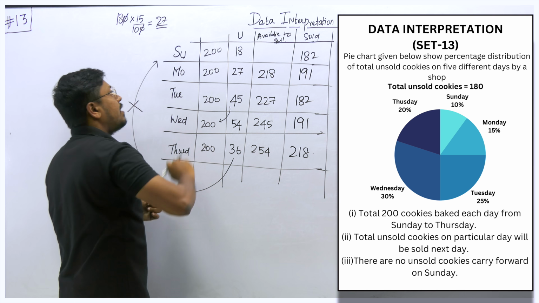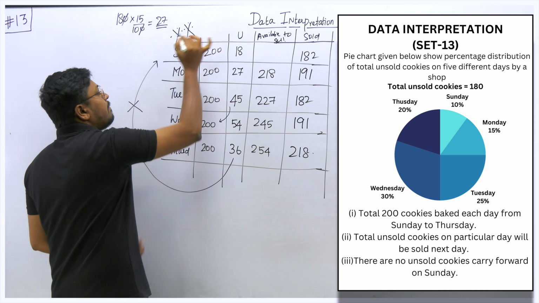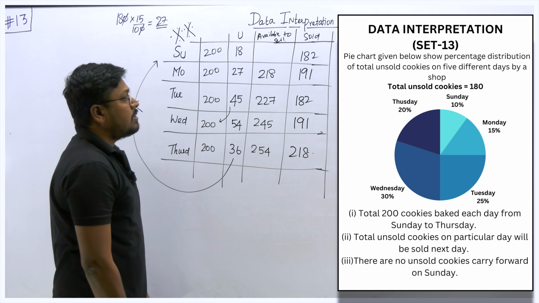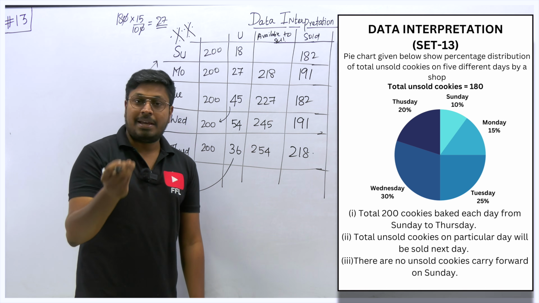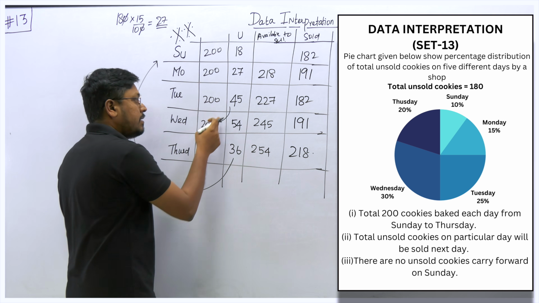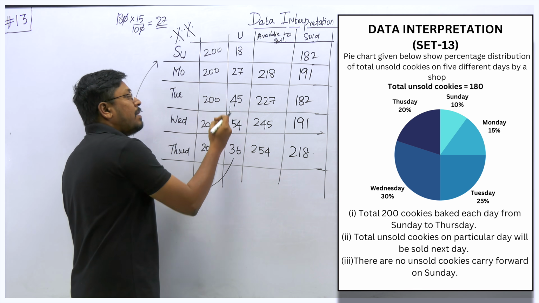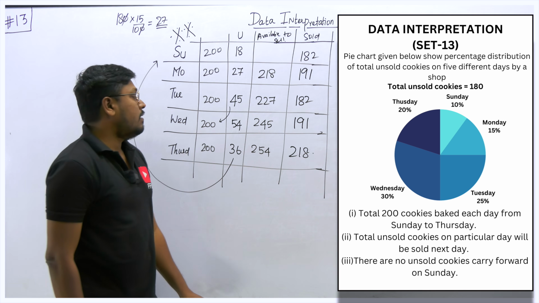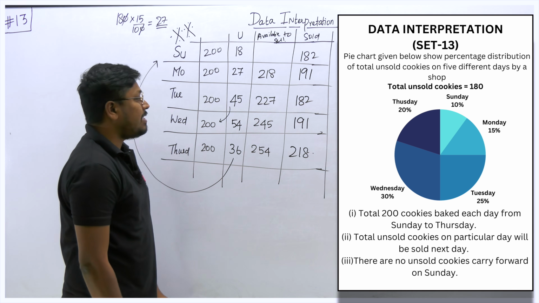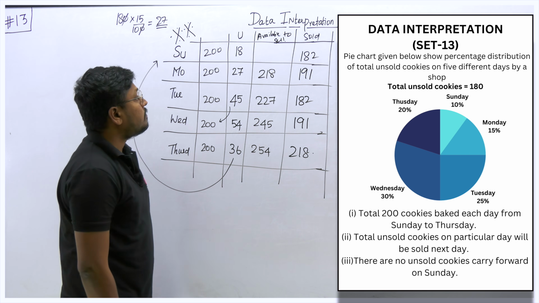So friends, understood or not, right? The most important thing is how we found these tabular column values. This is important here. In many of the difficult level competitive exams, you can see this carry forward concept, right? The carry forward concept means the previous marks or previous leftover will be carried forward to the next day. You can see these kinds of questions more in difficult level data interpretation, right?